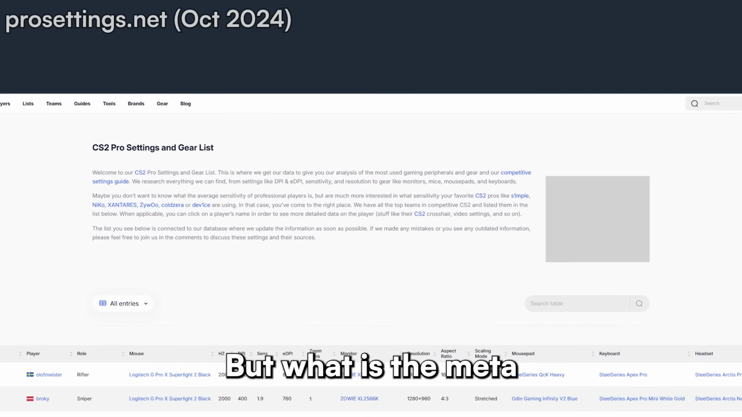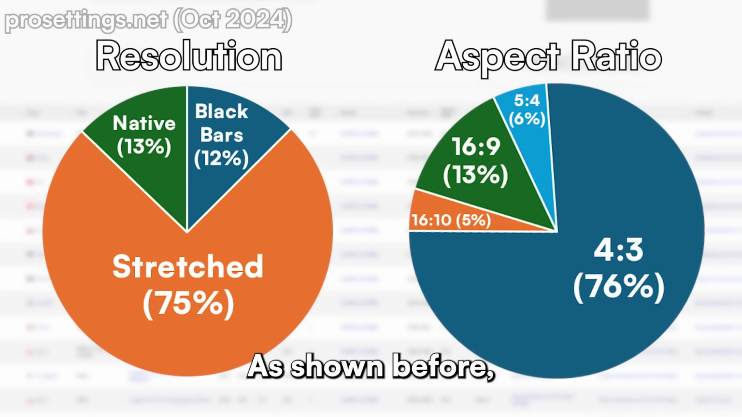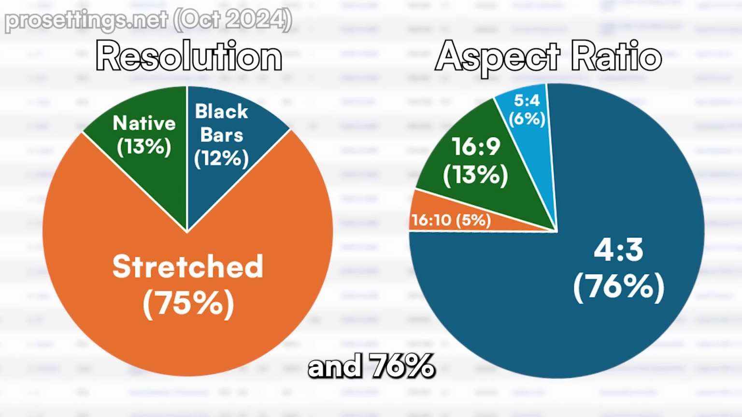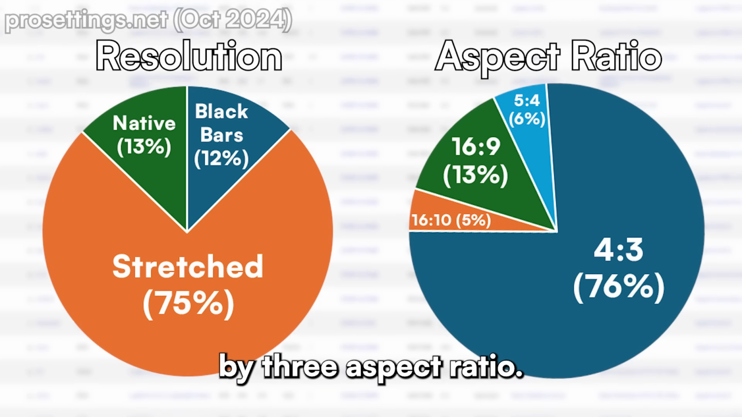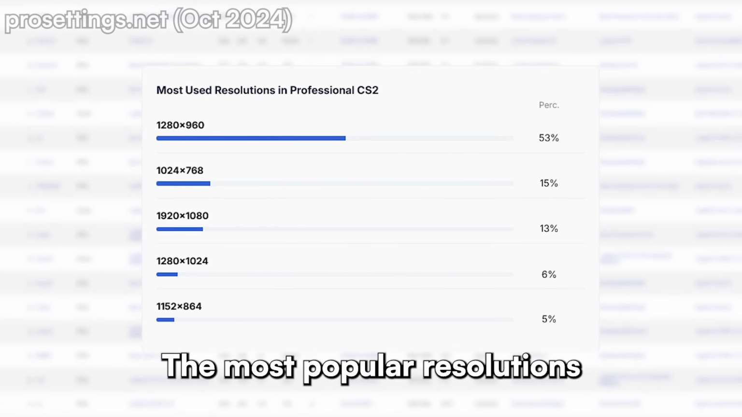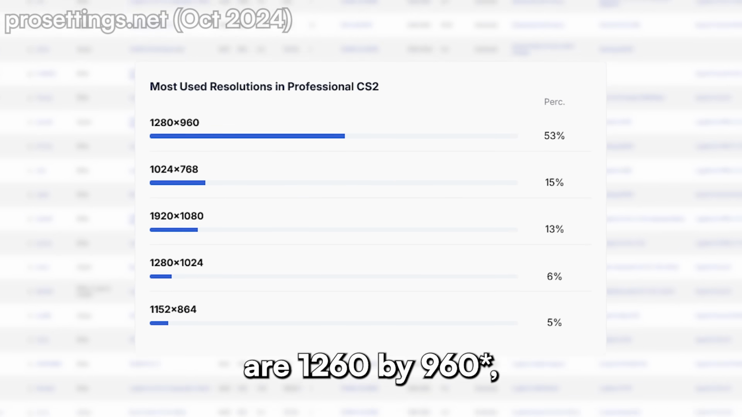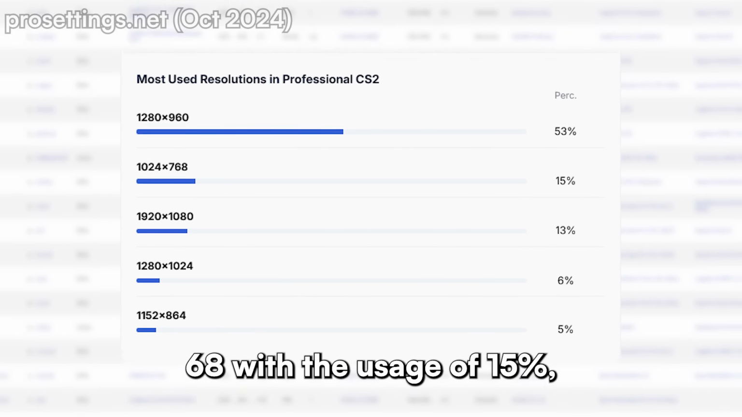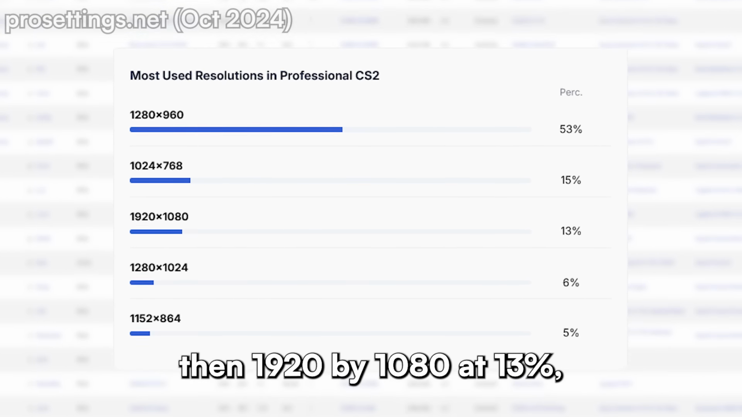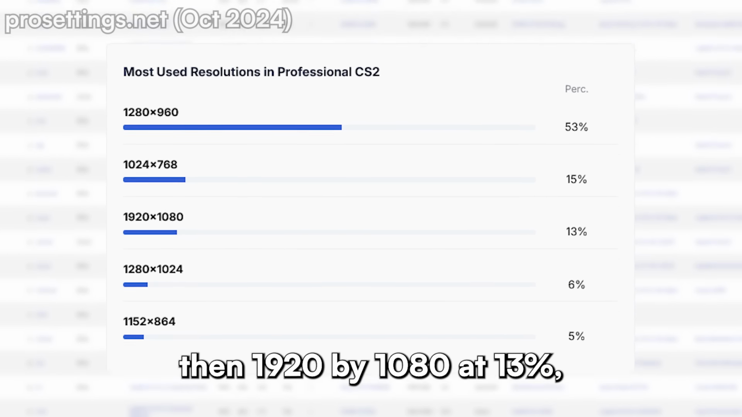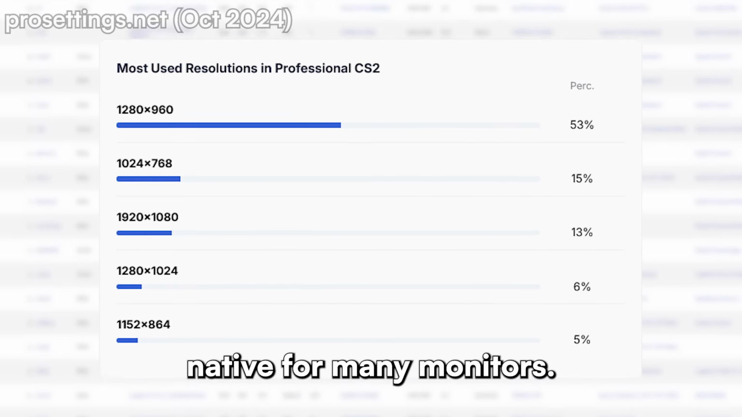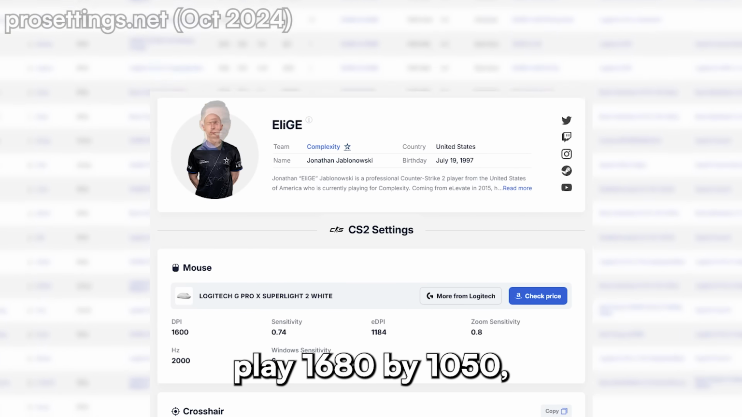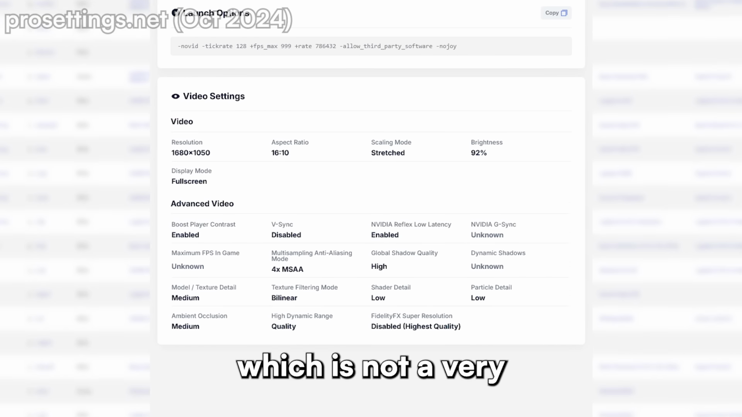But what is the meta now in the pro scene? As shown before, 75% of the pro scene uses stretch scaling modes, and 76% plays on the 4:3 aspect ratio. The most popular resolutions are 1280 by 960 with the usage of 53%, 1024 by 768 with the usage of 15%, and only then 1920 by 1080 at 13%, which would be considered native for many monitors. And then you have additional outliers. Some pros like Elige play 1680 by 1050, which is not a very popular resolution.